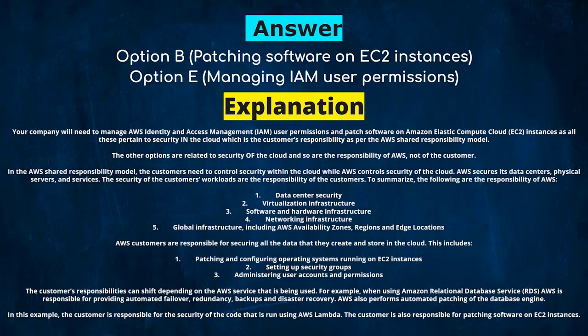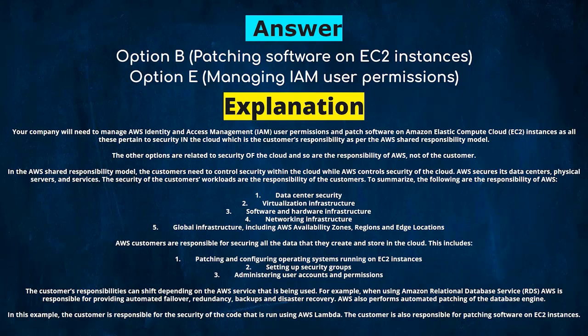Explanation. Your company will need to manage AWS Identity and Access Management user permissions and patch software on Amazon Elastic Compute Cloud instances, as all these pertain to security in the cloud, which is the customer's responsibility as per the AWS shared responsibility model. The other options are related to security of the cloud and so are the responsibility of AWS, not of the customer. In the AWS shared responsibility model, the customers need to control security within the cloud, while AWS controls security of the cloud. AWS secures its data centers, physical servers, and services. The security of the customer's workloads are the responsibility of the customers.